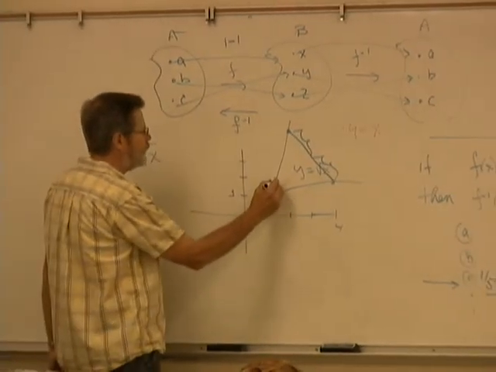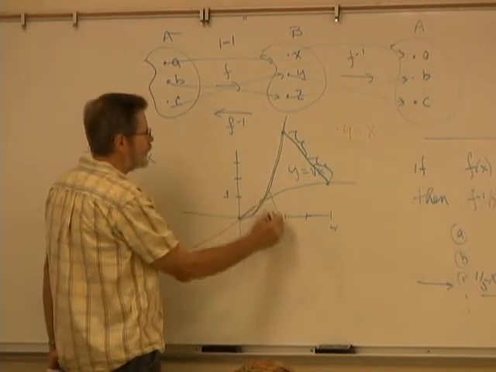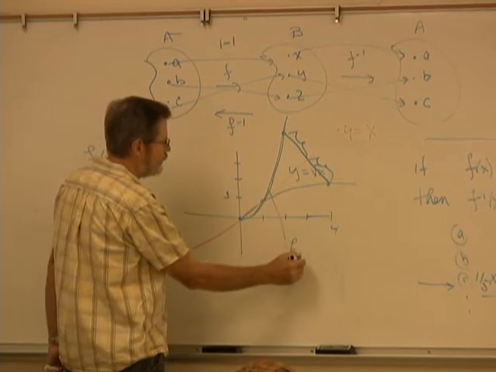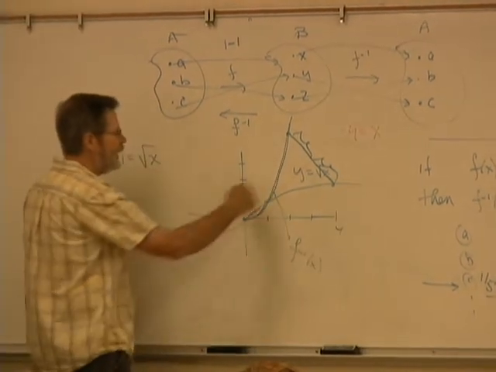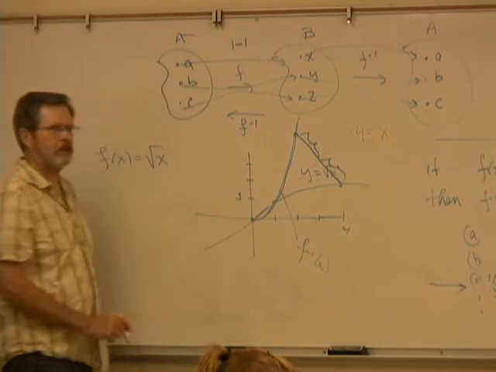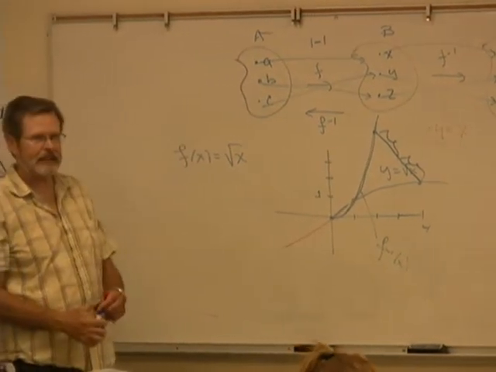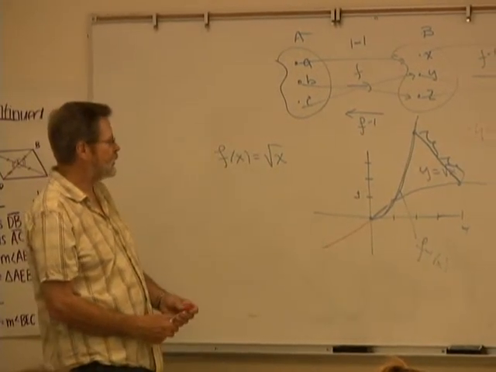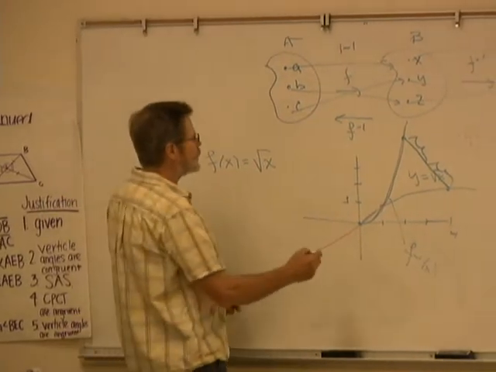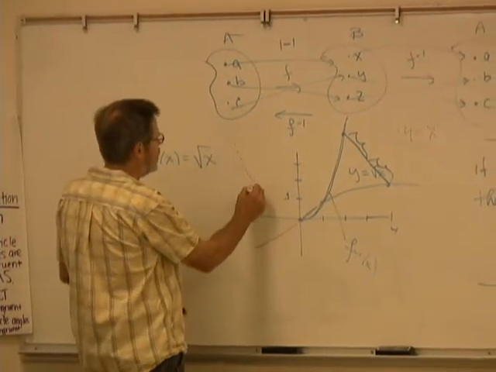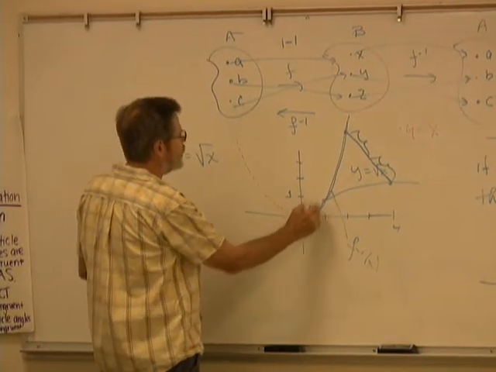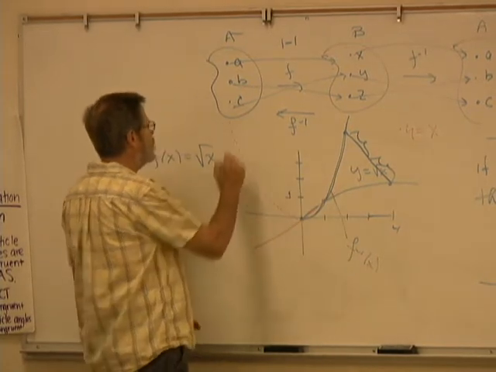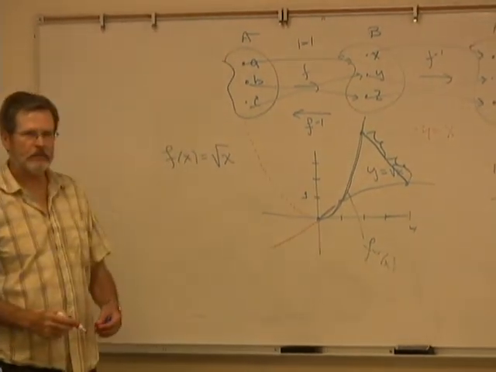This is the graph of f inverse of x. Given f, reflect its graph across the line y equals x to get a graph of f inverse. This looks suspiciously like part of a parabola, right?